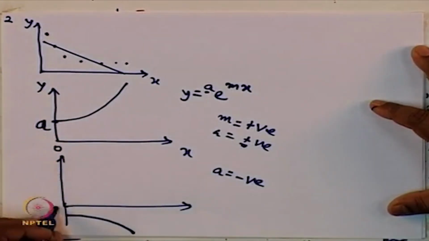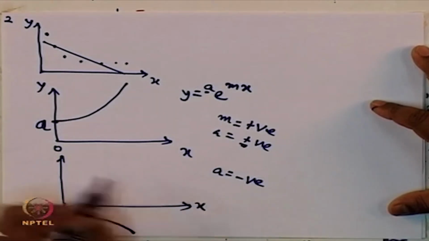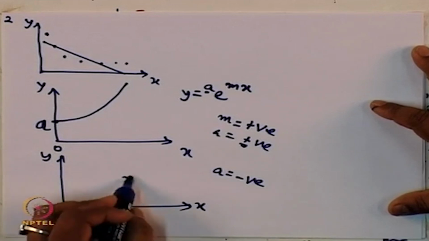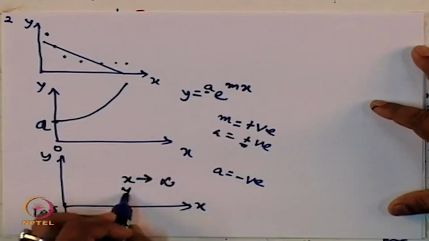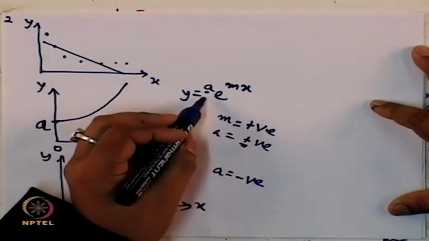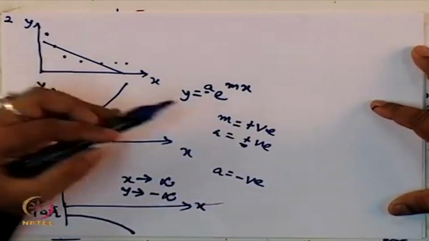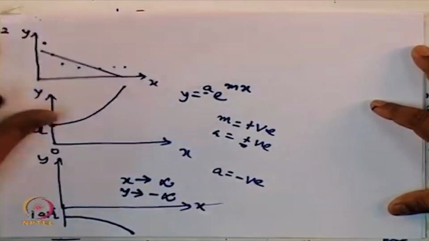So in this case when a is negative, this is your magnitude of a or mod a. This is just a, mod a is same as a. So in this case your curve will go to, as x tends to infinity, y tends to minus infinity, because a is negative. So of course we have these curves where m is positive, but let us say the more interesting thing for many biological phenomena is when m is negative.